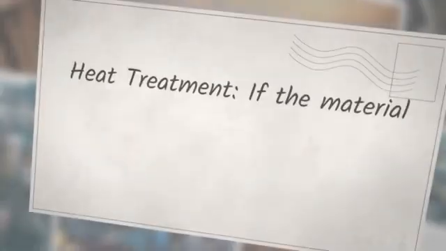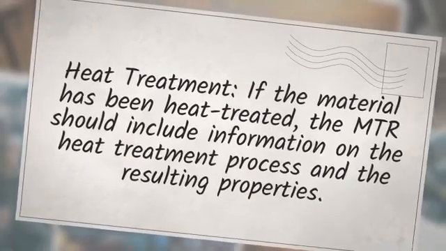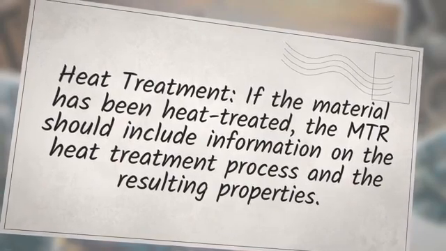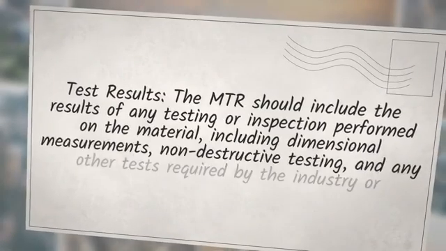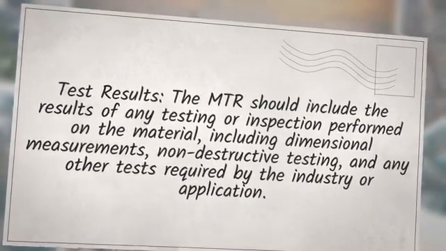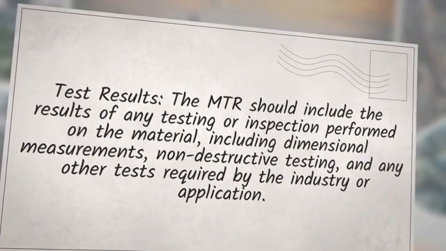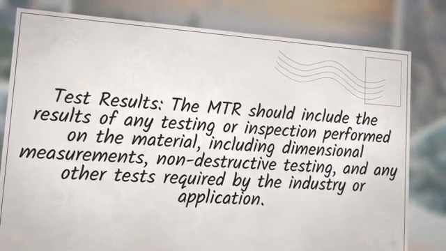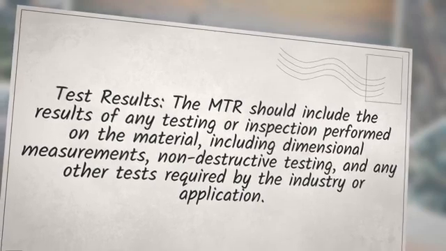Heat treatment. If the material has been heat treated, the MTR should include information on the heat treatment process and the resulting properties. Test results. The MTR should include the results of any testing or inspection performed on the material, including dimensional measurements, non-destructive testing, and any other tests required by the industry or application.